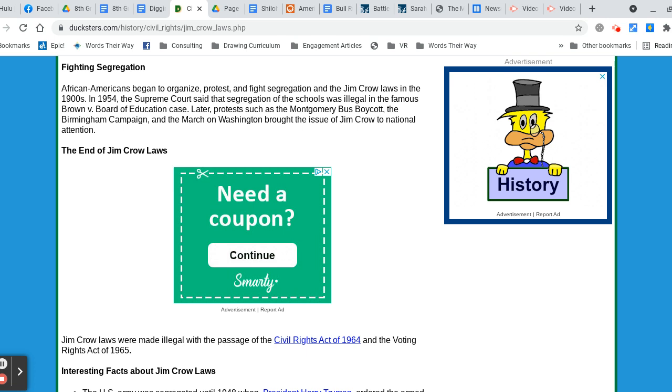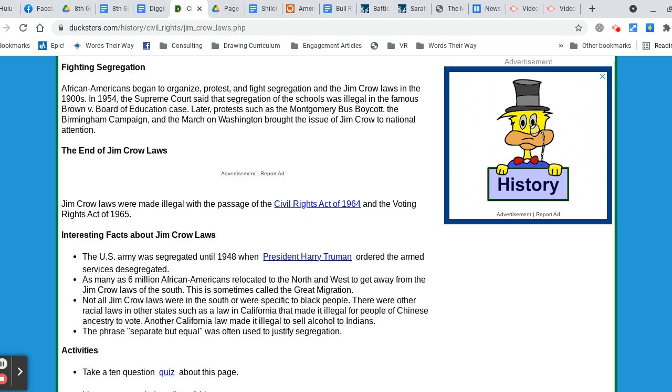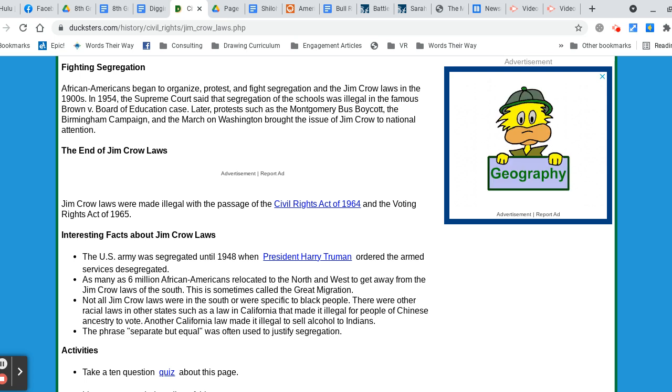Fighting segregation. African Americans began to organize, protest, and fight segregation and the Jim Crow laws in the 1900s. In 1954, the Supreme Court said that segregation of schools was illegal in the famous Brown versus the Board of Education case. Later, protests such as the Montgomery bus boycott, the Birmingham campaign, and the March on Washington brought the issue of Jim Crow to national attention.